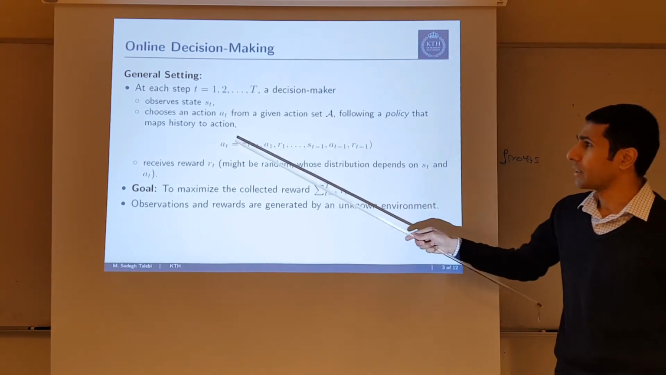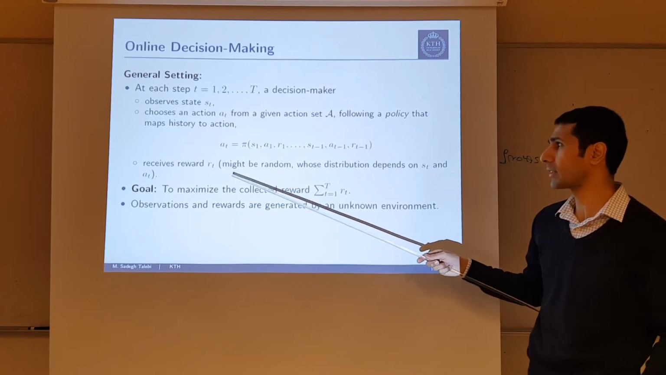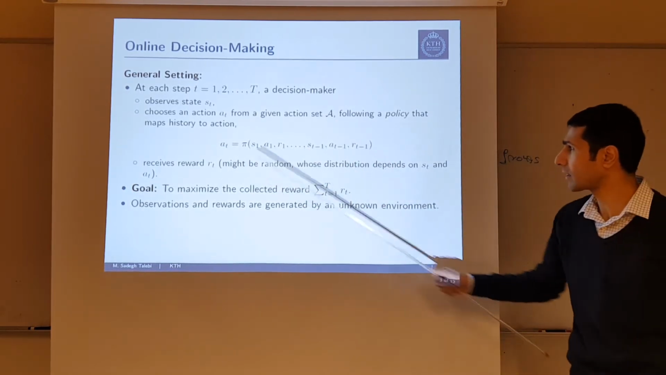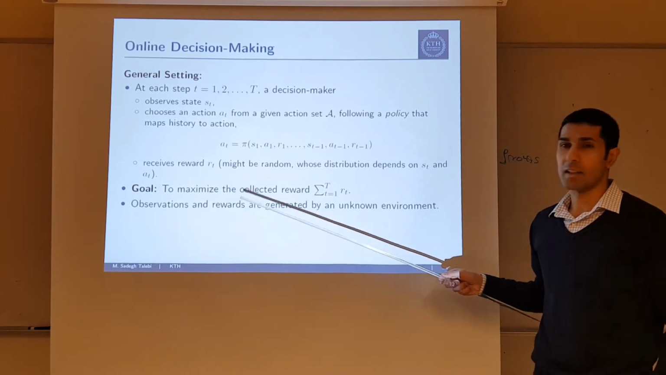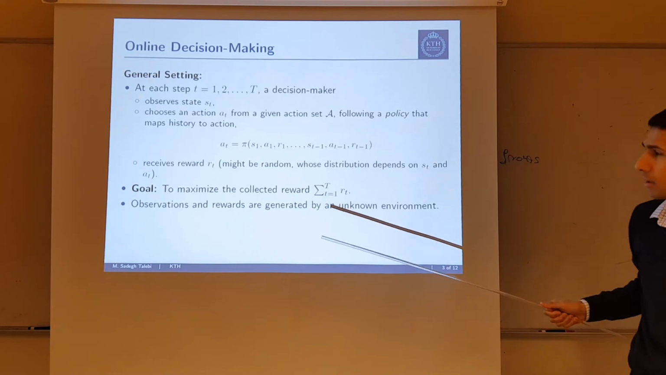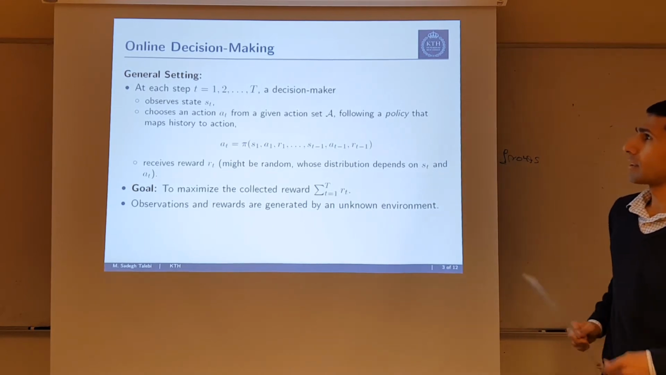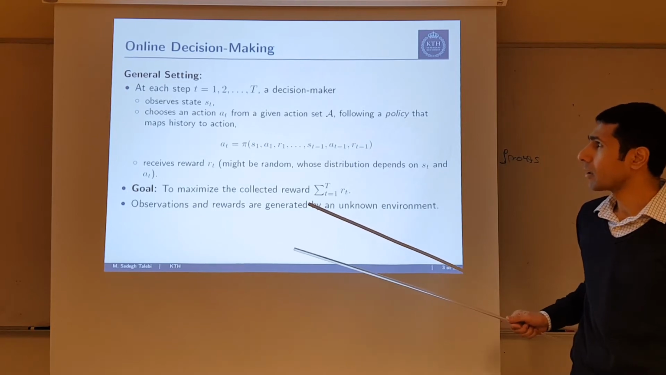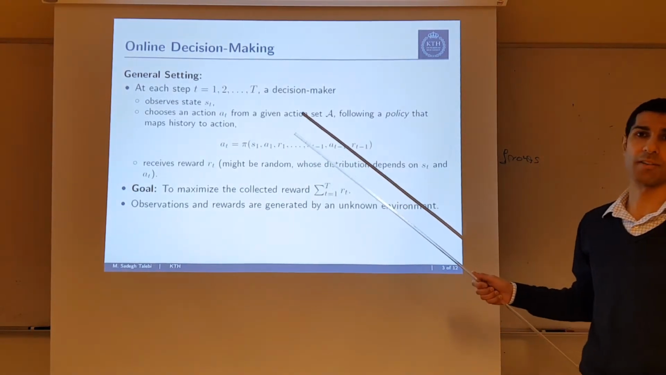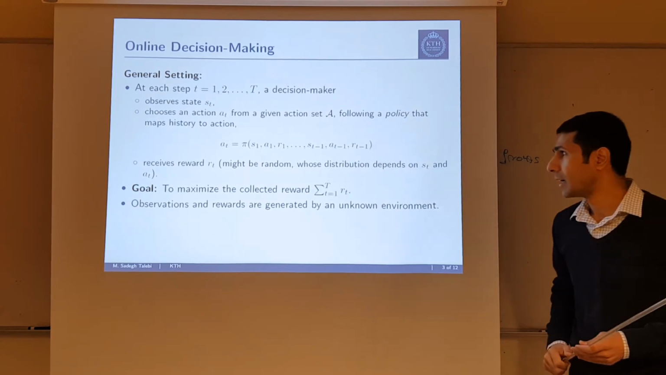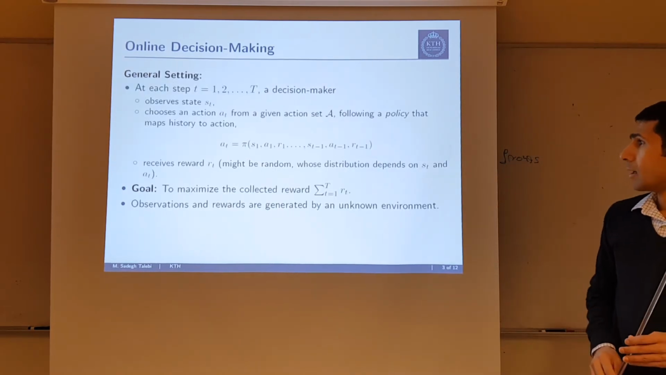Upon choosing this action A of t, the decision maker receives the reward R of t, which could be random and drawn from a distribution that typically depends on the chosen action at the current state. The goal of the decision maker is to maximize the collected reward over the time horizon, from the initial time to time slot t. Note that in this setup, the decision maker's observation is limited to the sequence of state-action pairs and rewards that she has received up to any time t. This is the only piece of information that she gets to receive.